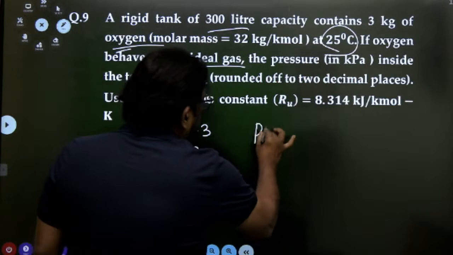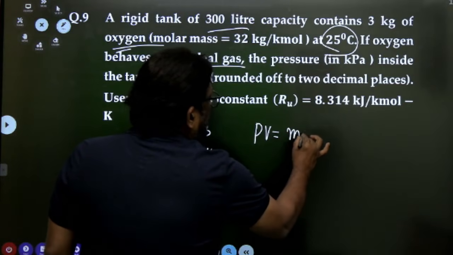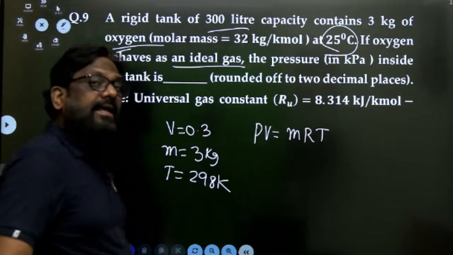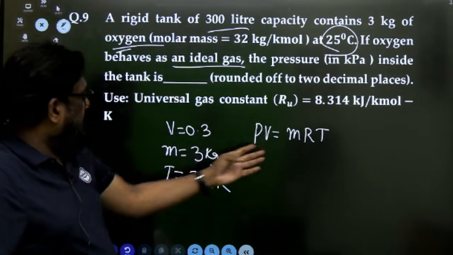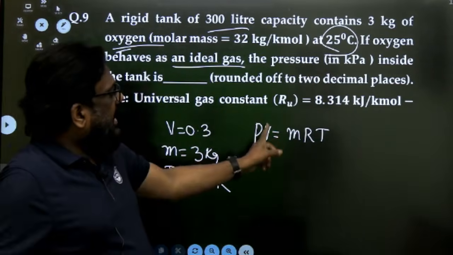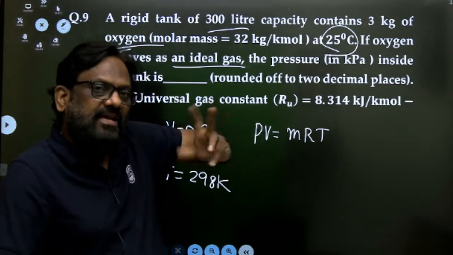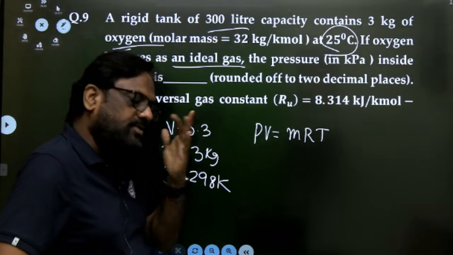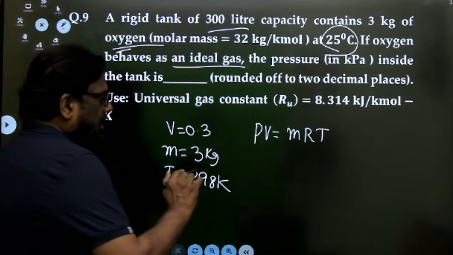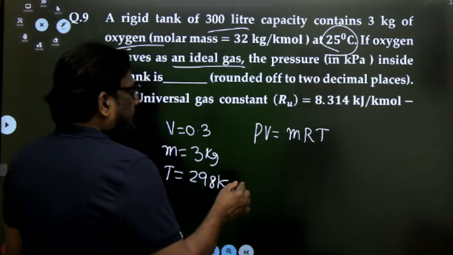So PV is equal to mRT. So here why are you not writing nR bar T? Because the number of moles is not given. Here the mass is given. When mass is given, I'll write this form. When moles are given, PV is equal to n R bar T. R bar is the universal gas constant. No problem at all. Now look, sir.